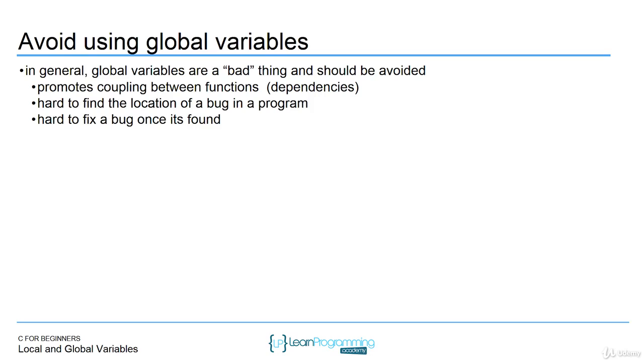It's also very hard, once you find the error and you isolate it, it might be very hard to fix it. Because now when you fix it, you may cause problems in other functions because of these dependencies. Global variables should be avoided as much as possible because of this coupling, because of these dependencies. There are times when you may need to use it, but you should avoid it.